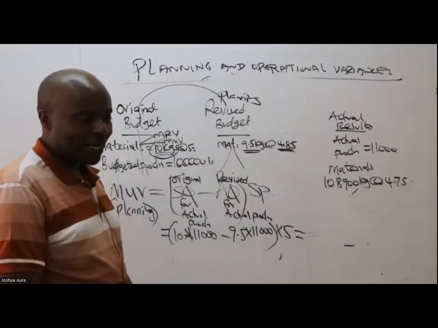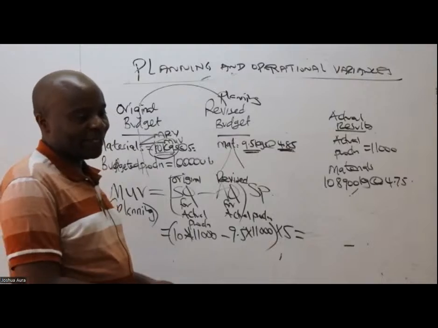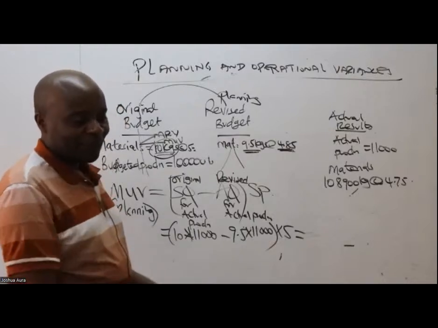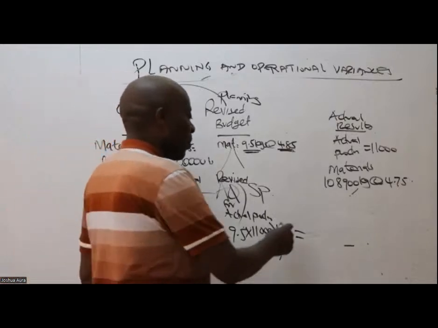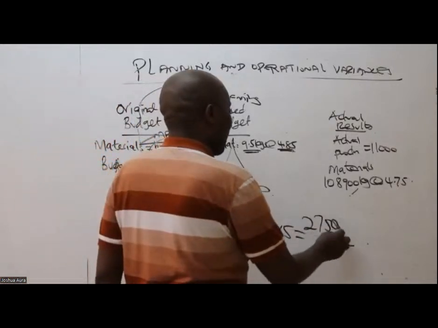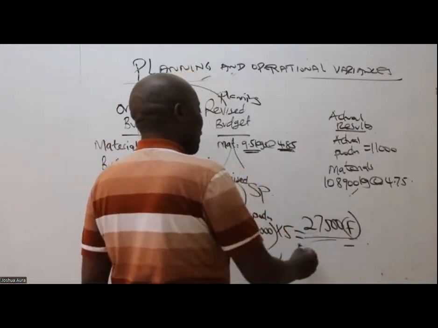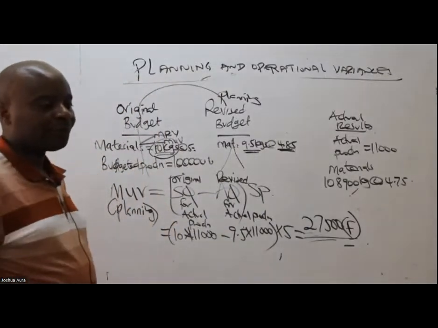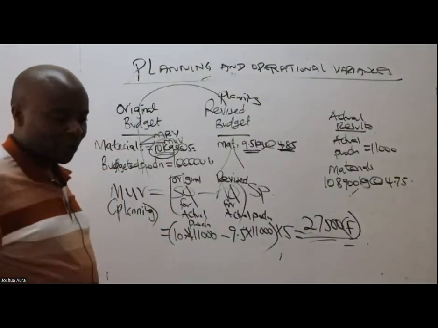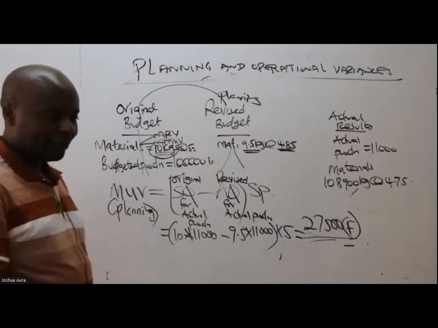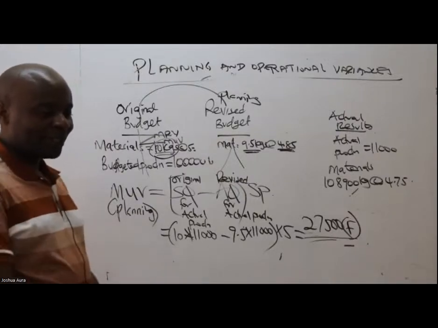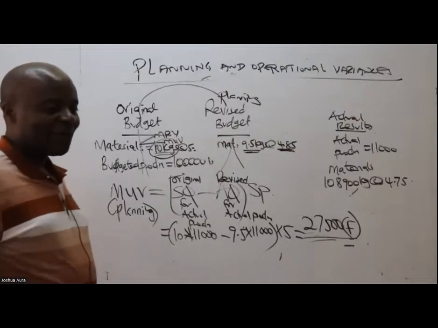So see whether my friend JS was able to get the correct thing. JS seems to be having the correct thing. 27,500 favorable. Is there anybody who was able to get this figure? Nope. Great. We shall overcome.